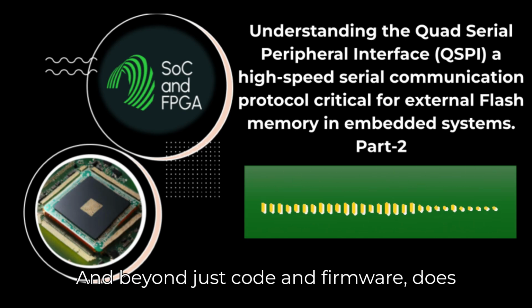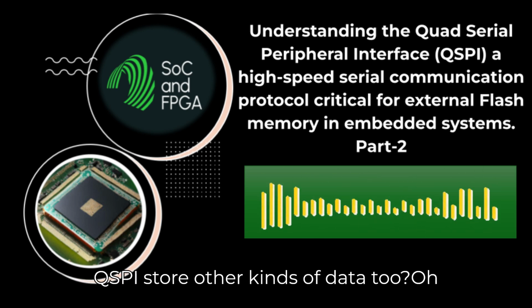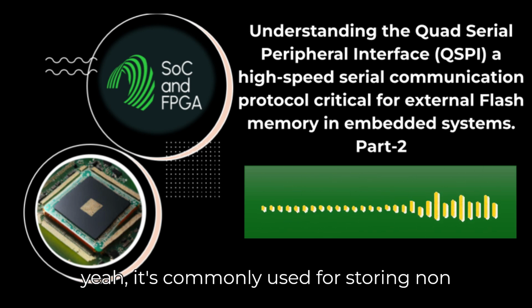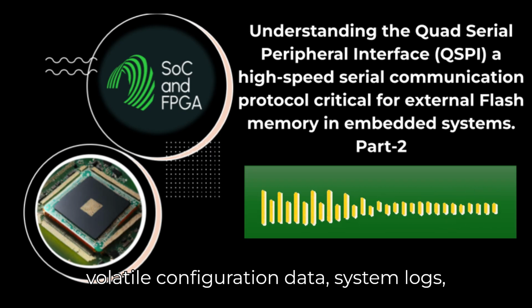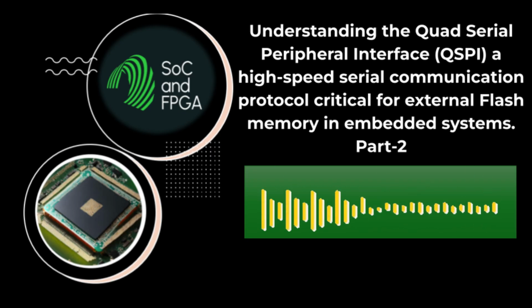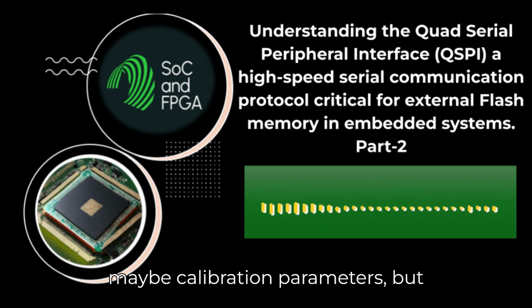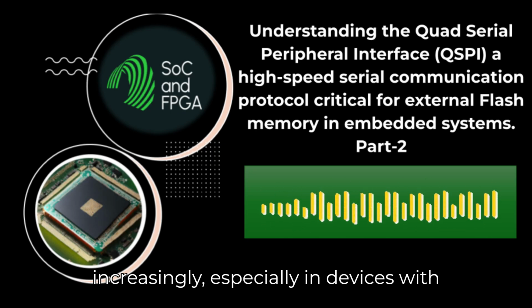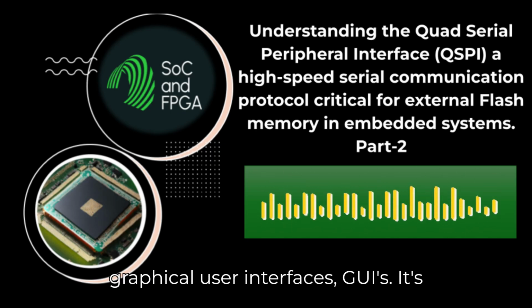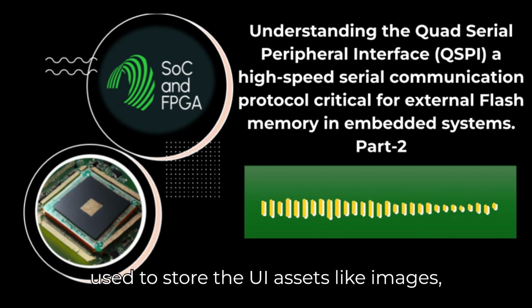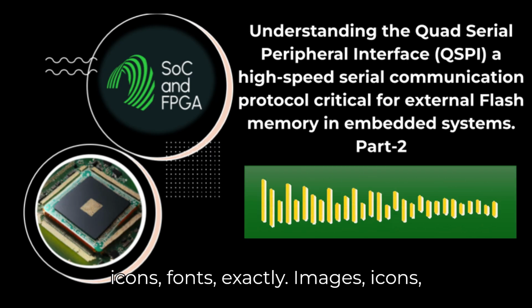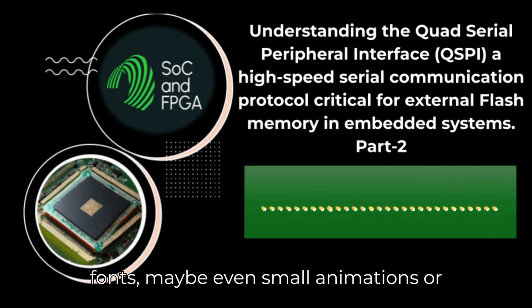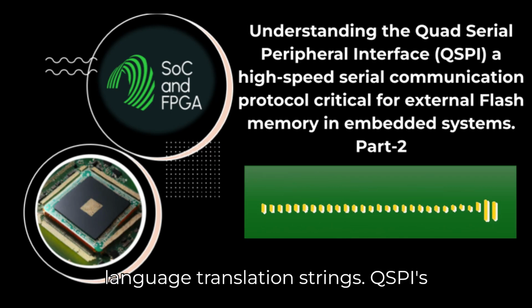Makes sense. And beyond just code and firmware, does QSPI store other kinds of data too? Oh, yeah. It's commonly used for storing non-volatile configuration data, system logs, maybe calibration parameters. But increasingly, especially in devices with graphical user interfaces, GUIs, it's used to store the UI assets. Like images, icons, fonts. Exactly. Images, icons, fonts, maybe even small animations or language translation strings.